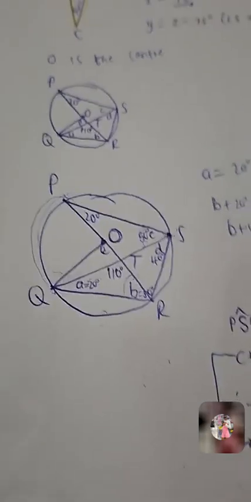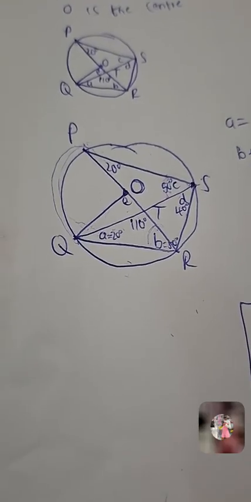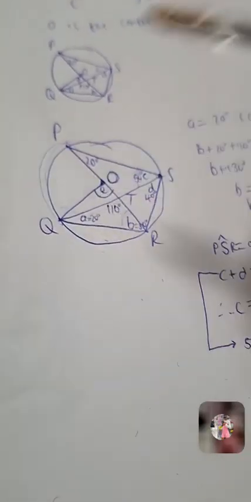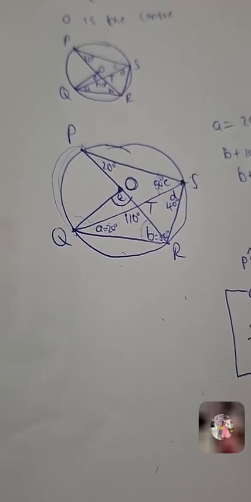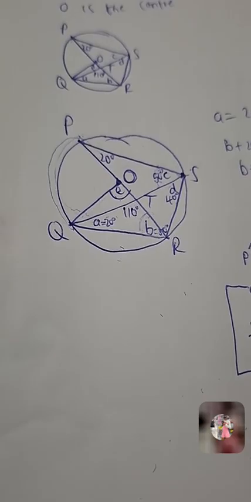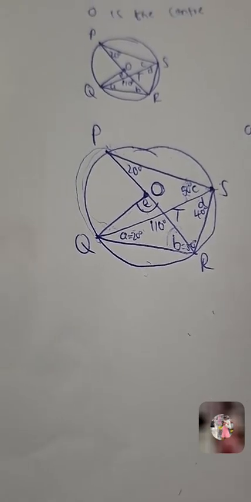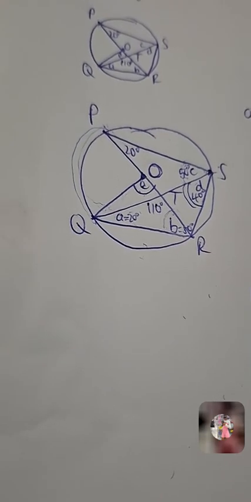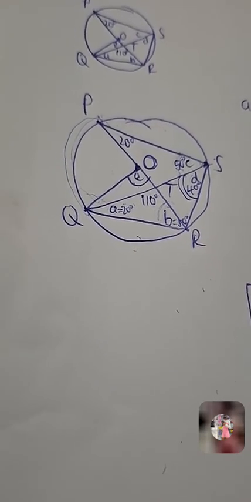Now we have E. Yes, this angle. E is 2 times D. Oh wow. E is 2 times D. Are you sure? Angle at the center is 2 times angle at the circumference.